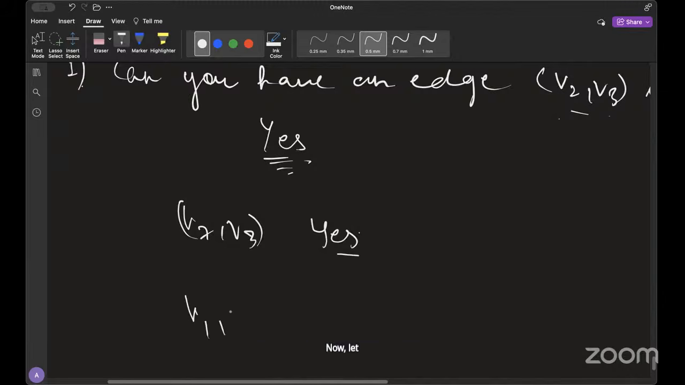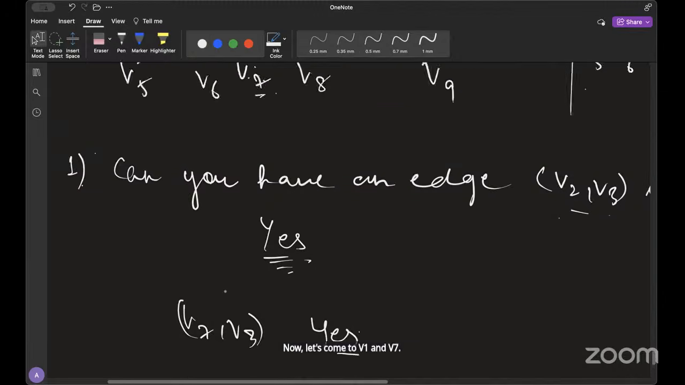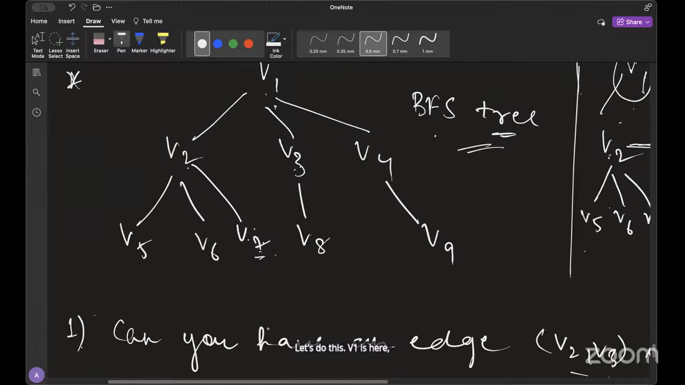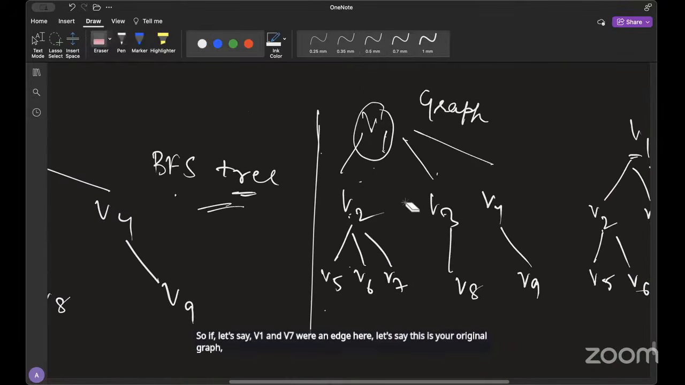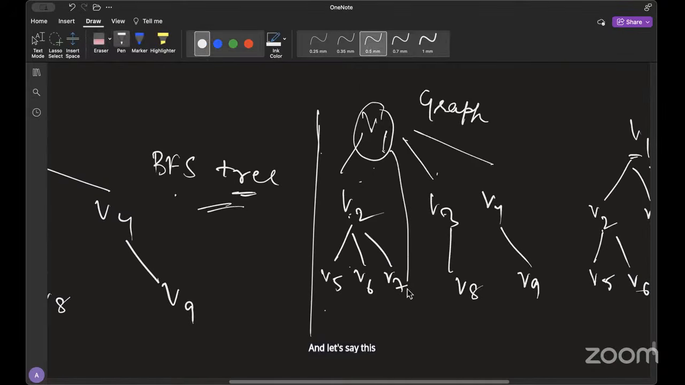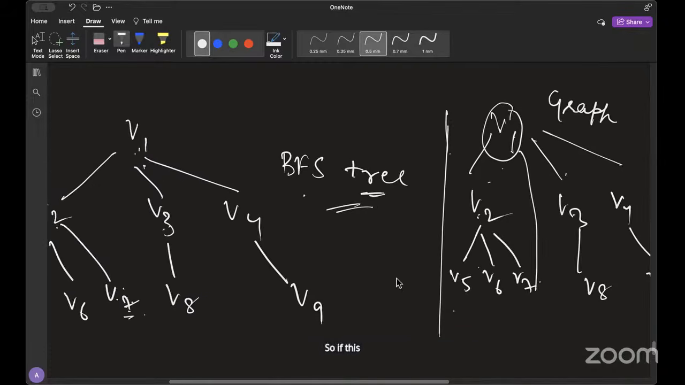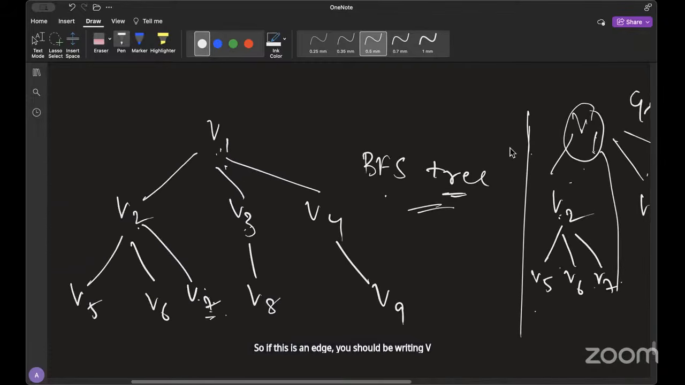Now let's come to V1 and V7. V1 is here, V7 is here. Can V1 and V7 have an edge in the original graph? Let's say V1 and V7 were an edge here. Let's say this is your original graph, and this is an edge here. So if this is an edge, you should be writing V7 under V1.